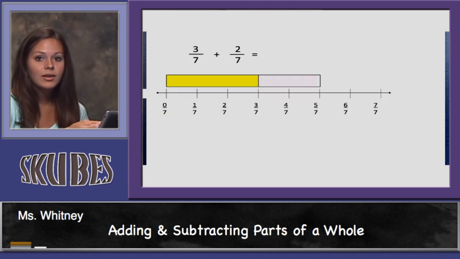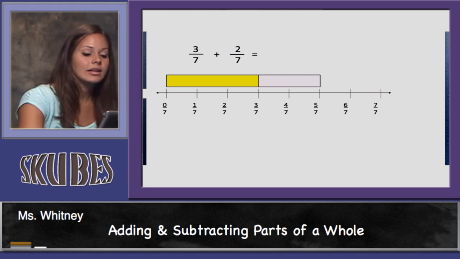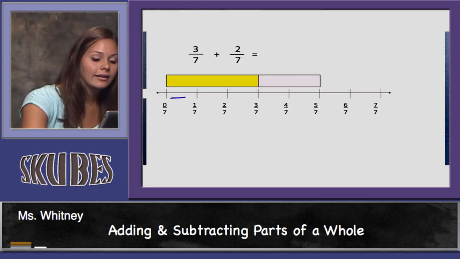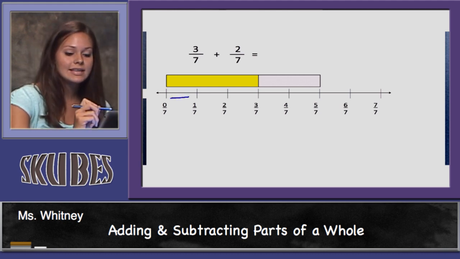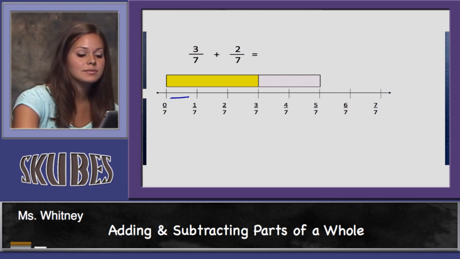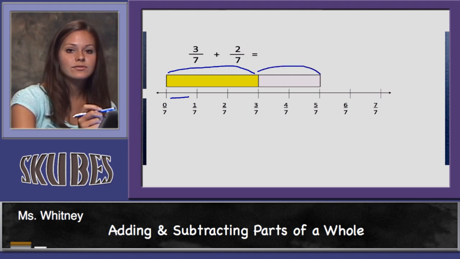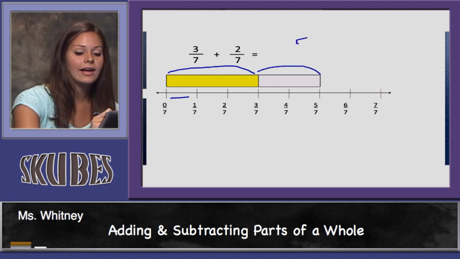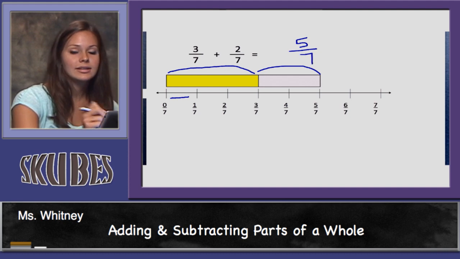In this example, we're using a number line. Each part of the number line is equal to 1/7 because my number line is broken into 7 equal parts. 3/7 plus 2/7 gives me a total of 5/7.